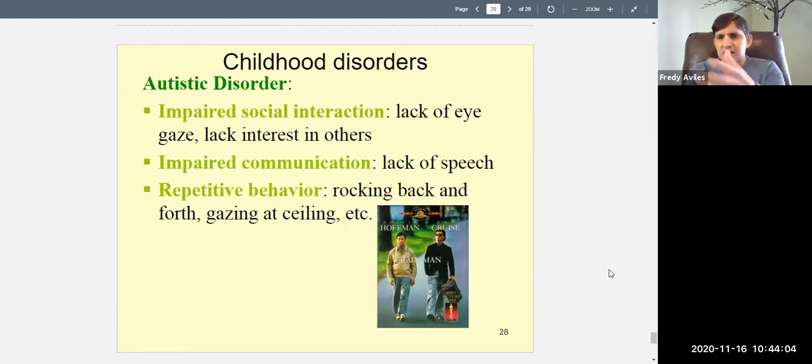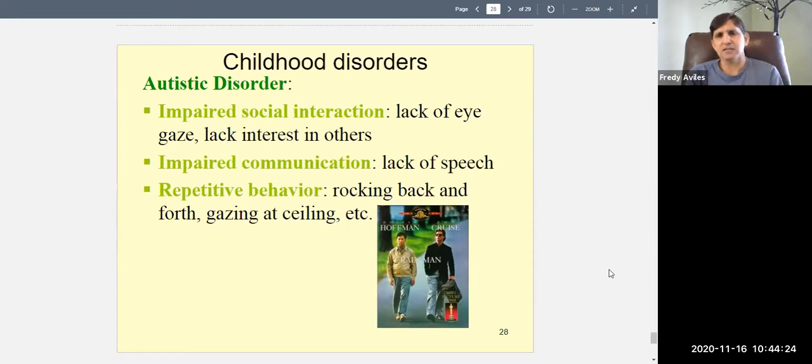Impaired communication, lack of speech. They often will not talk to others. If they can talk, they often will not talk. A lot of them have trouble with speech and trouble pronouncing words. They just have severe problems with speech. Repetitive behavior: rocking back and forth, gazing at the ceiling, or other things.